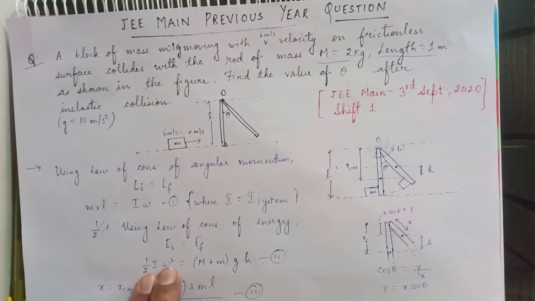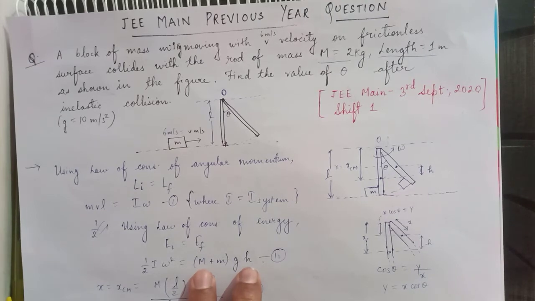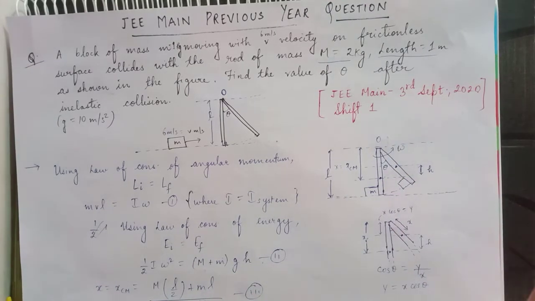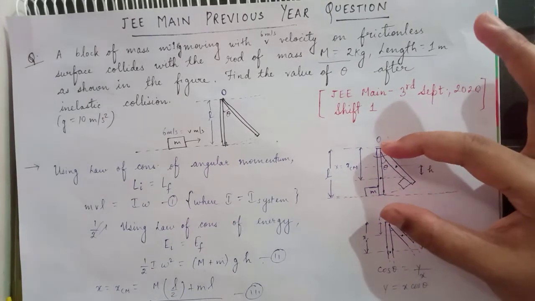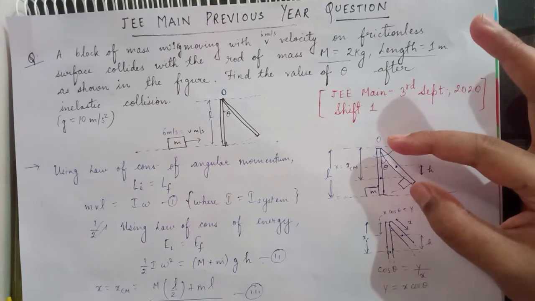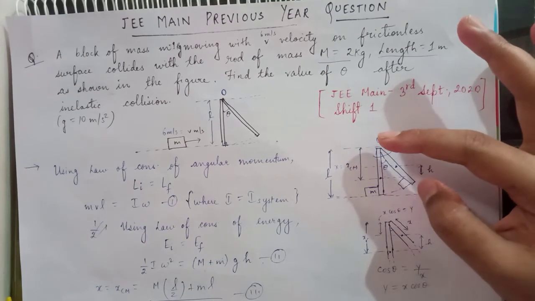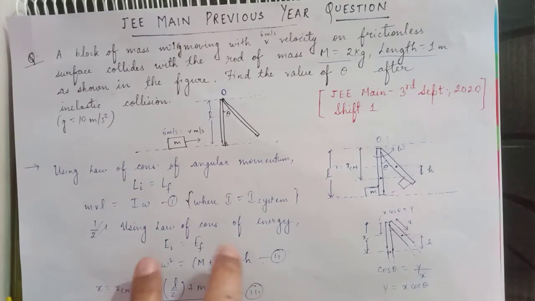And this is the initial rotational kinetic energy, and this is the final potential energy of the combined system. You can see here that the rotational kinetic energy of the combined system is eventually getting converted into the final potential energy of the combined system. So we have equated the two energies.